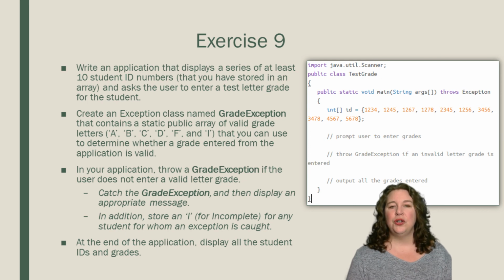If they enter the wrong grade, you are going to store an I for incomplete for any exception that is handled. So you know how to handle the grade. So if you end up in an exception with a grade exception, go ahead and put an I in for that value, and then make sure everything gets entered into some semblance of an array. Because at the end of the application, you're going to display all of the student IDs and all of their grades. So you need to figure out how you're going to handle their grades.